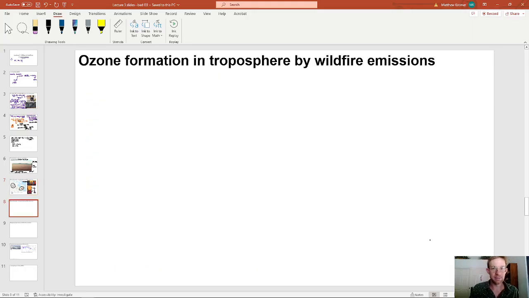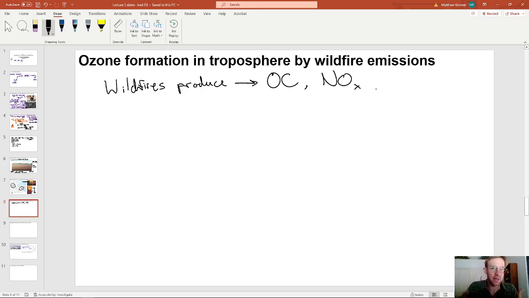Okay, so let's start with just ozone formation by wildfire emissions. How does ozone form by wildfire emissions? Well, we kind of already talked about it. So wildfires produce a lot of organic carbon and a lot of NOx. That was one thing that we touched on in our first lecture of the course. These two are very important precursors to smog.